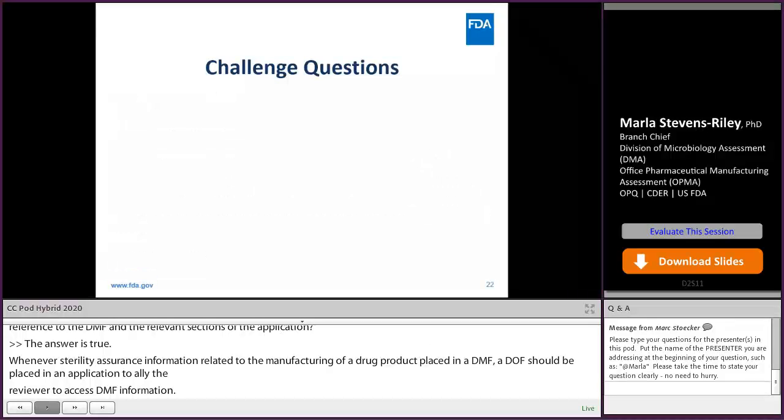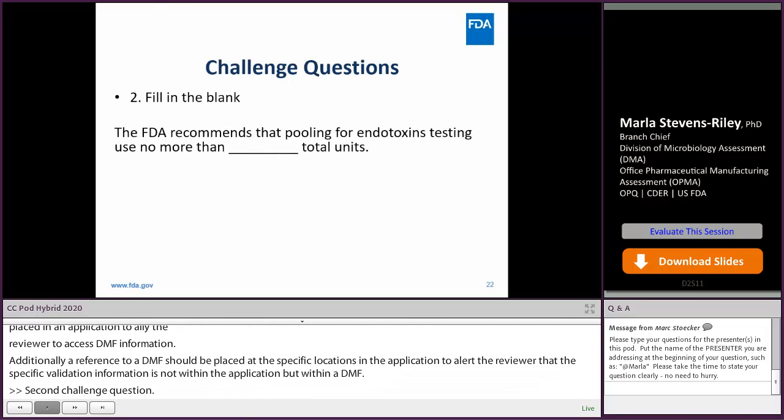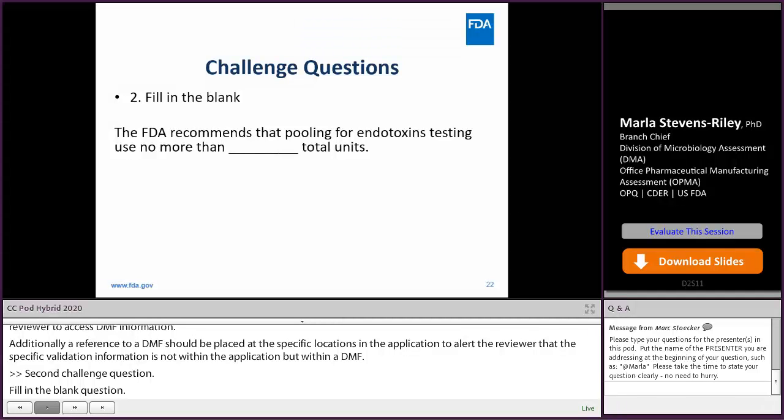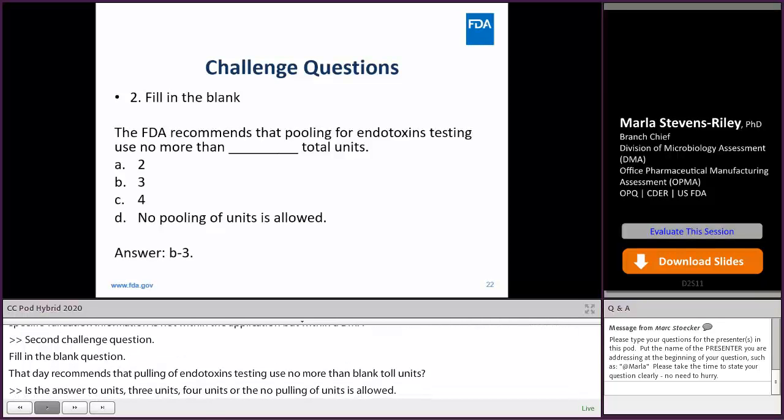Second challenge question, fill in the blank question. The FDA recommends that pooling of endotoxins testing use no more than blank total units. Is the answer A, 2 units, B, 3 units, C, 4 units, or D, no pooling of units is allowed? The answer is B, 3.